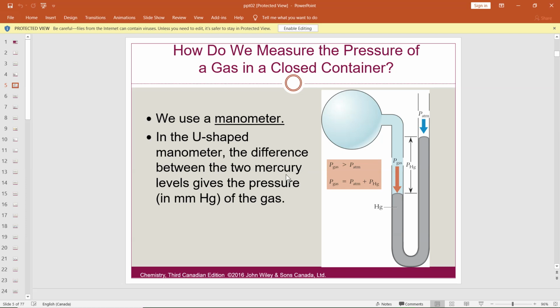And conversely, if the pressure of the gas was less than atmospheric pressure, then the level of mercury would be higher in the arm closer to the bulb. Okay?